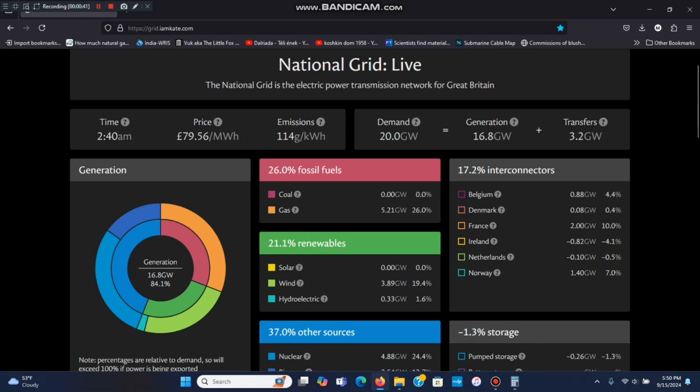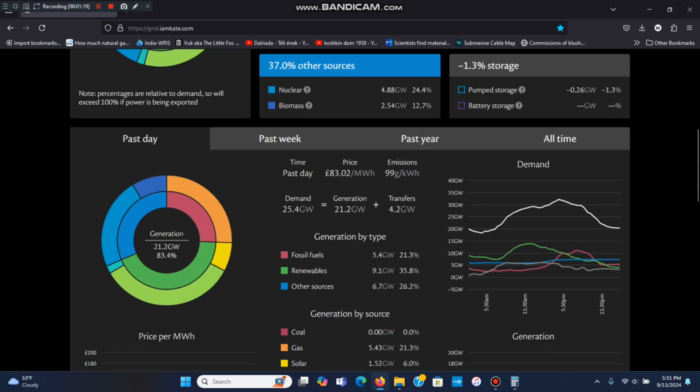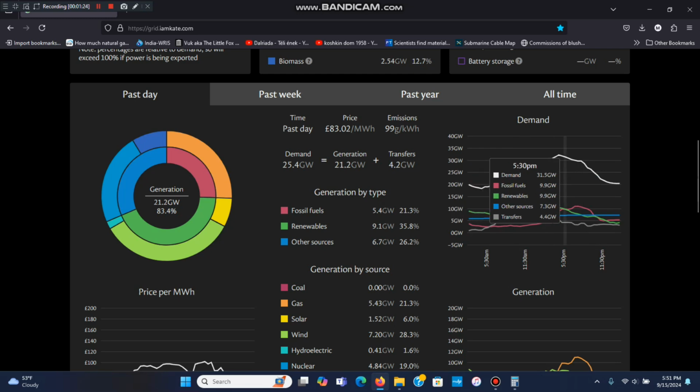With the UK currently at this moment generating about 16.8 gigawatts and having to rely on 3.2 gigawatts of imports from Norway and France primarily. And it shows you the breakdown of each different generation type and the transfers, the UK having to rely on other countries. It also shows you the current inflow amounts or the current percentages that they're relying on them by. And then they do show you past stuff, and you can switch between past week, past year, all time, etc.